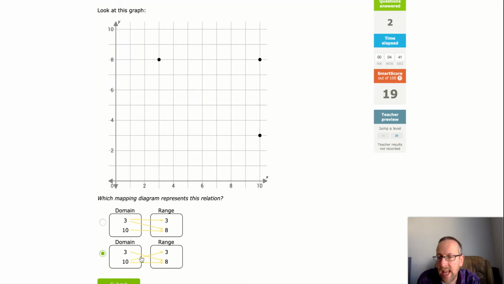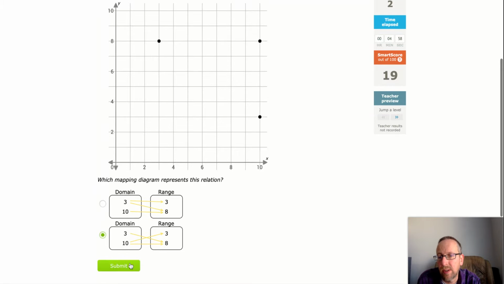It also says 10 is paired with both 3 and 8. So the x value, the domain, the input, 10, is paired with a y value of 3 and also a y value of 8. So we have 2 outputs for this one input or this one x value.